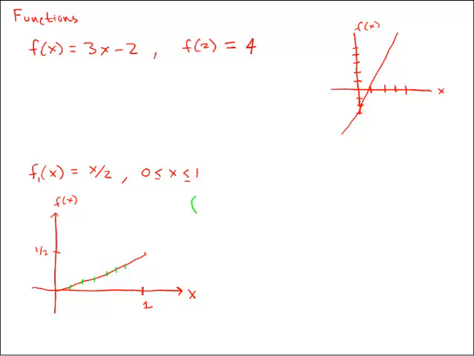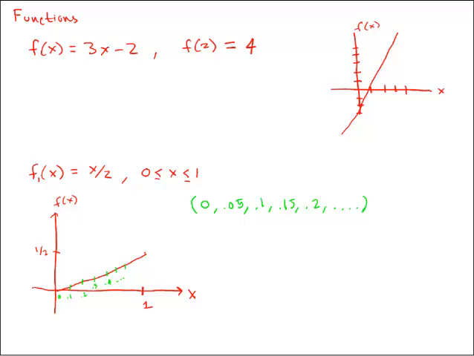So this was 0, 0.1, 0.2, 0.3. These are the x values, 0.4, and so on and so forth. So what is f1 of 0? That's just 0. What is f1 of 0.1? That's 0.1 over 2, which is 0.05. What is f1 of 0.2? Well, that's just 0.2 over 2, 0.1. So we can continue to fill this out, and hopefully this is starting to look a little familiar to you.